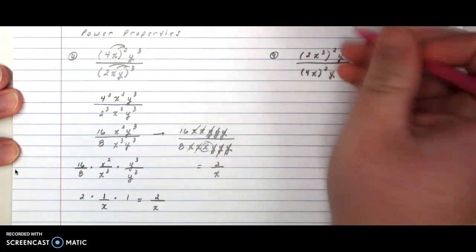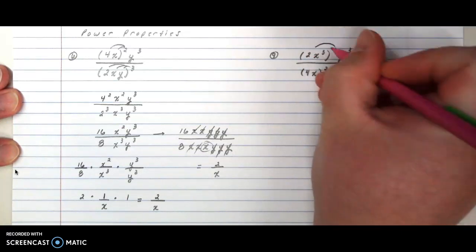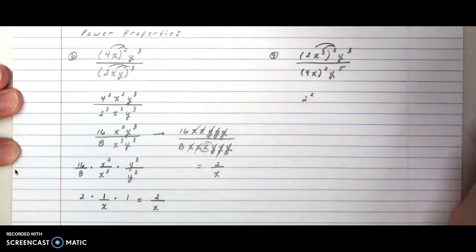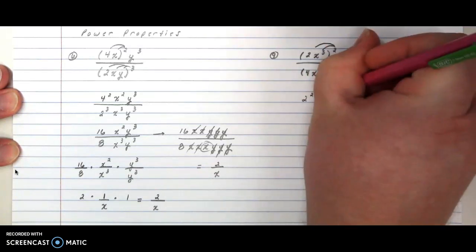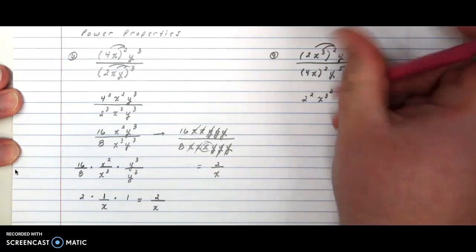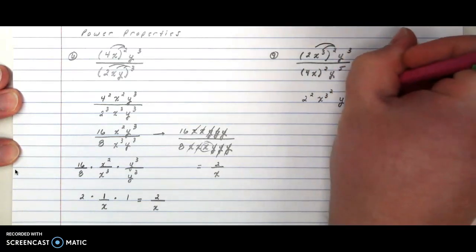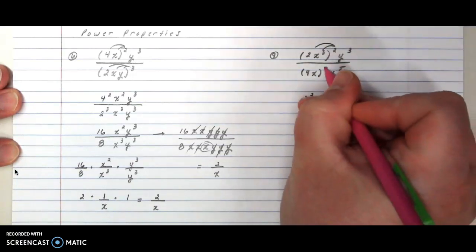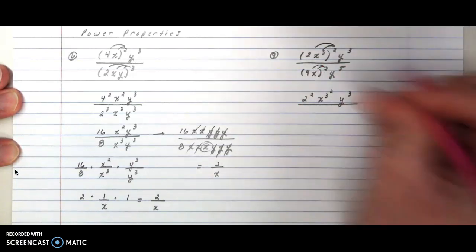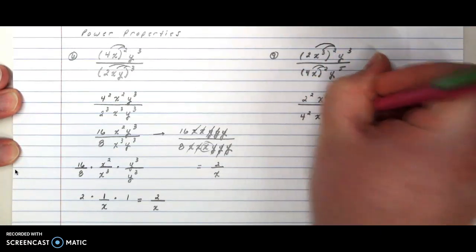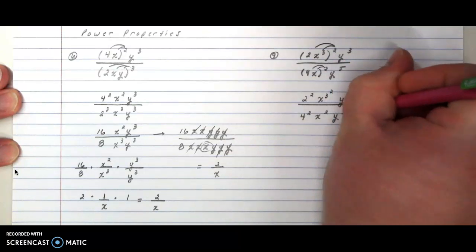So this is going to become now 2 squared. And then we have x to the 3rd, but then we're going to square that, times y to the 3rd. And then down here, this square gets applied to both, so we have 4 squared, x squared, y to the 5th.